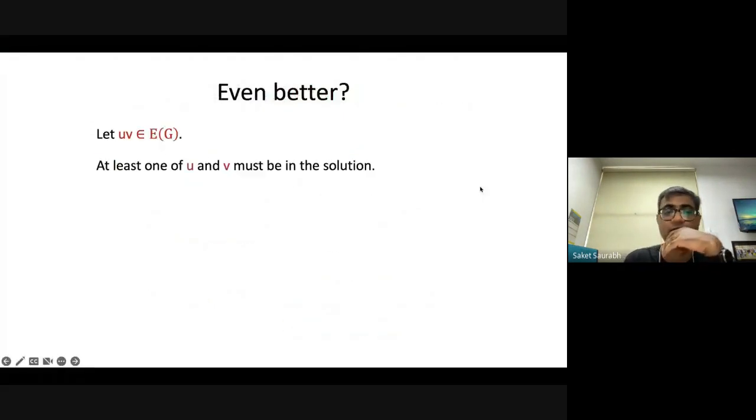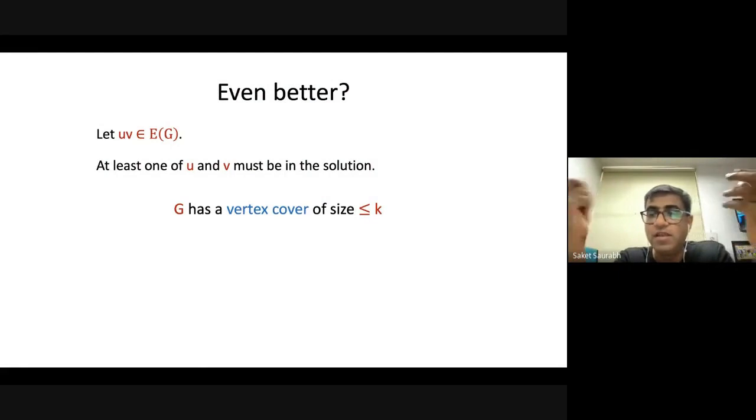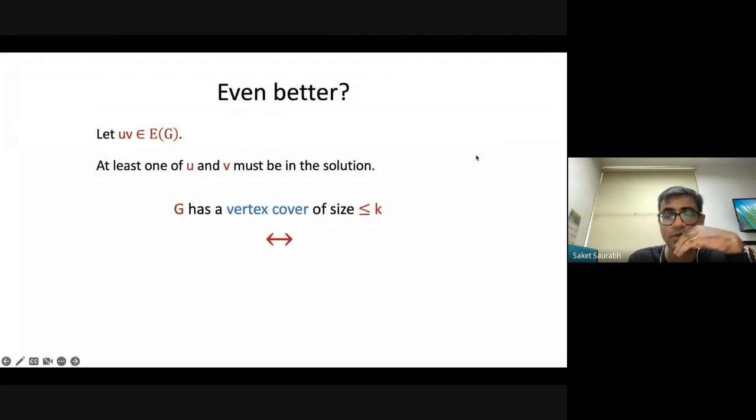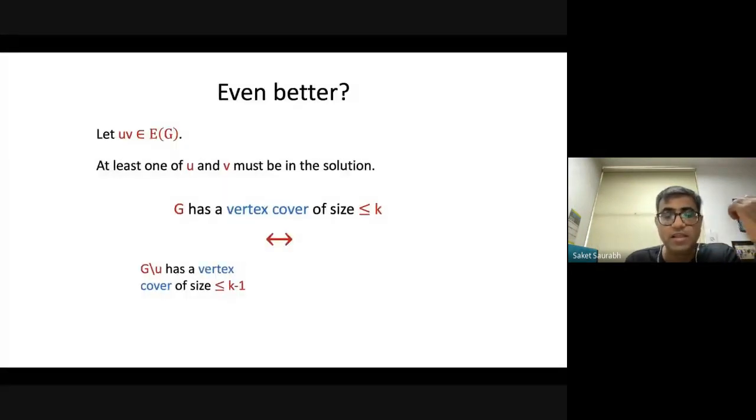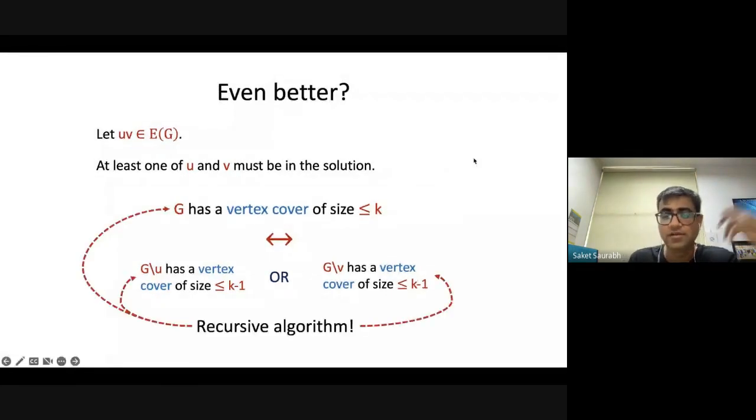Even better. You know that if you have an edge uv, then at least one of u and v must be in the solution, which implies that G has a vertex cover of size at most k if and only if either G minus u has a vertex cover of size k minus 1, because you know that one of u or v must be in the solution, so you delete this and look for a vertex cover of size k minus 1, or G minus v has a vertex cover of size at most k minus 1. At least one of these two statements is true. Now you can recurse, and that's it.